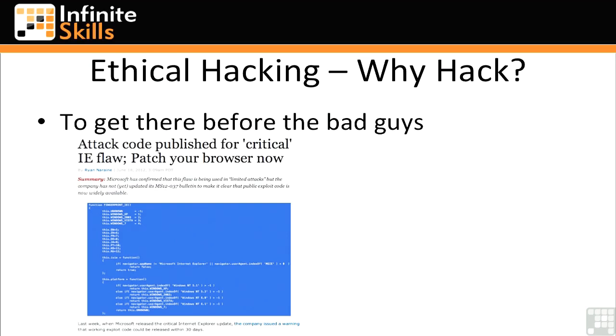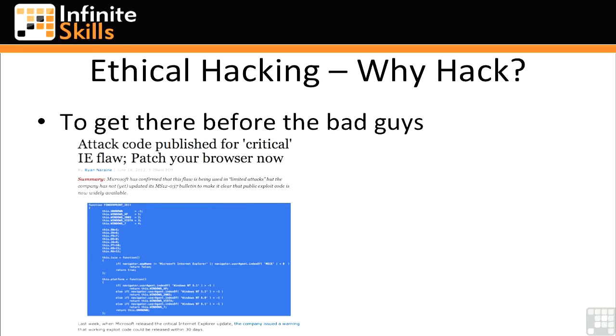Sometimes you may want to hack to get there before the bad guys. Same sort of idea as the last one we were just talking about. Here's some attack code that was published for a critical Internet Explorer flaw. There are a number of people in the world who go out looking for these flaws. They call themselves security researchers.